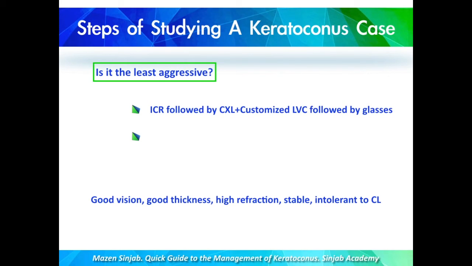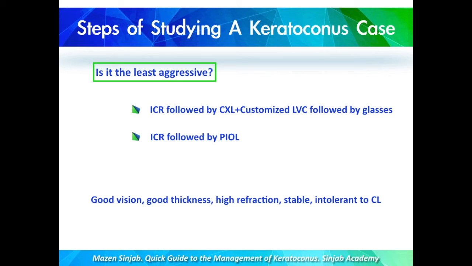Depending on other parameters, suppose that we have 2 options: intracorneal ring implantation followed by corneal cross-linking with customized laser vision correction, followed by glasses if needed. And the other option is intracorneal ring implantation followed by phakic IOL implantation. Now, the option which is less aggressive between these two is intracorneal ring followed by phakic IOL.